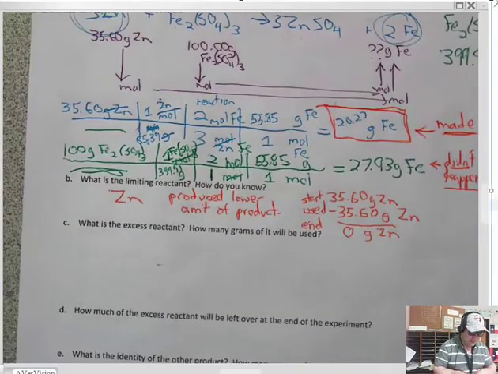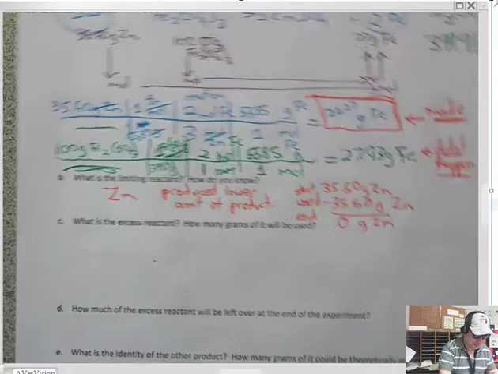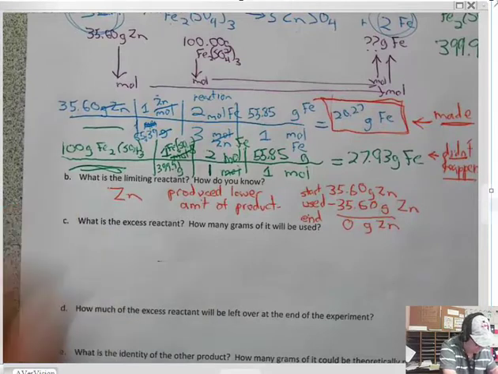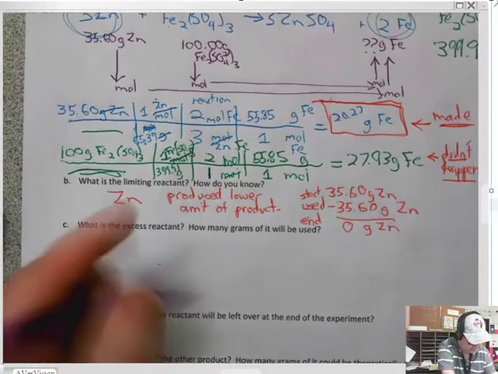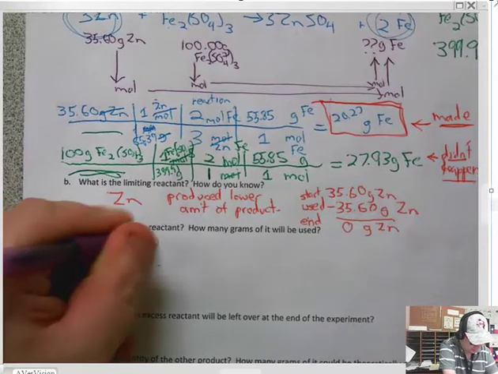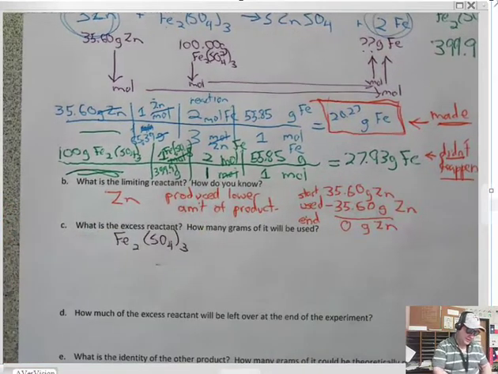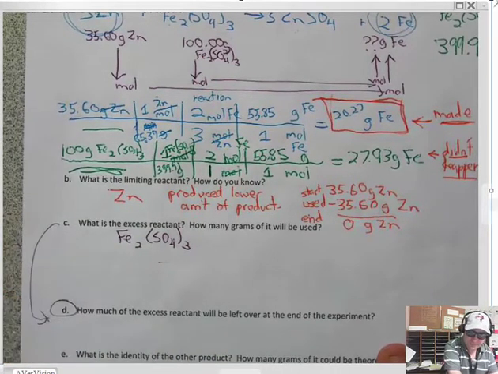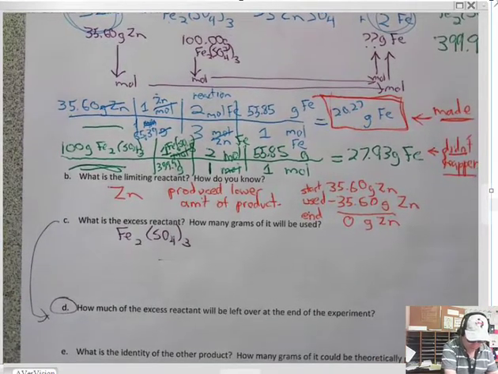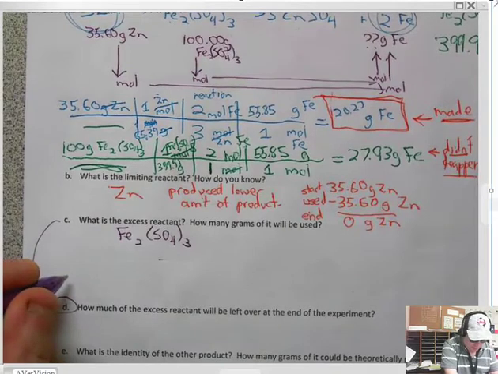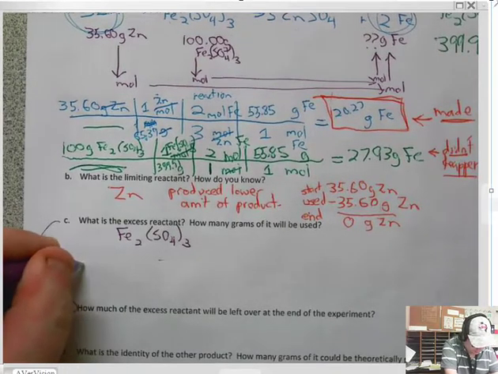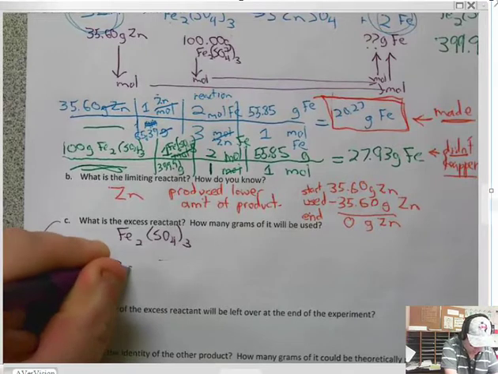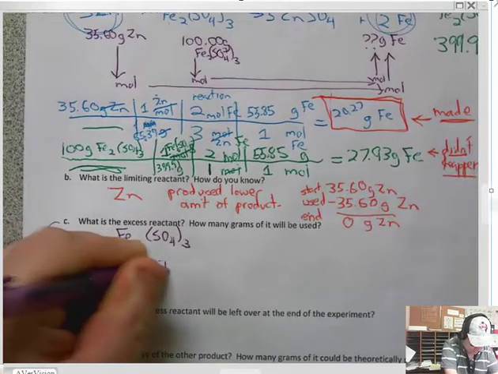Okay? What is the excess reactant here? Well, the excess reactant here is the iron 3 sulfate. How many grams was used? Okay, so what I actually do here is I do question D first. How much of the excess reactant was left over at the end of the experiment? Okay, let me explain how I'm going to do this. Okay, so we could have made 27.93 grams of iron, correct? That didn't happen.